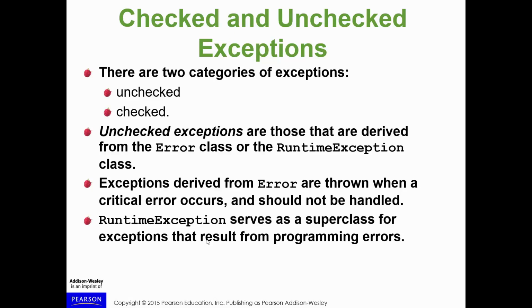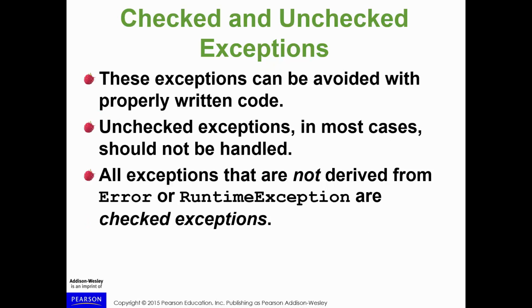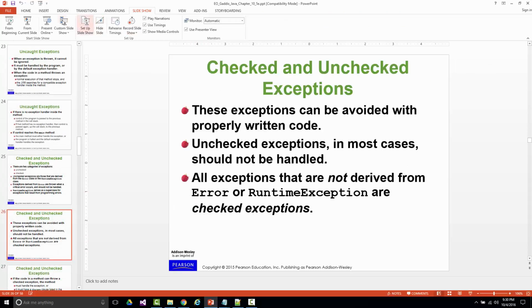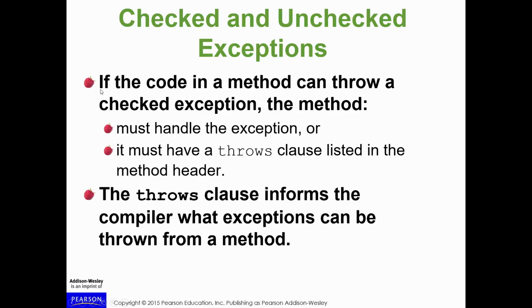There are two major types of exceptions, those being unchecked exceptions and checked exceptions. Notice unchecked exceptions are those that are derived from the error class. Remember, exceptions that are derived from error are critical errors that you cannot handle. All right? They're over and above your pay grade, your control, whatever you want to call it. You can typically avoid these kinds of exceptions if you write good code. There is so much code out there in the world that is written in a sloppy manner. It's almost incredible. All right?